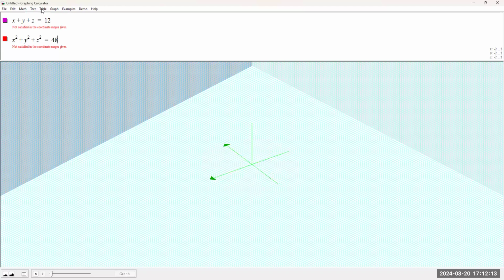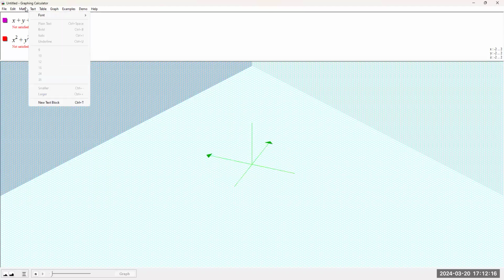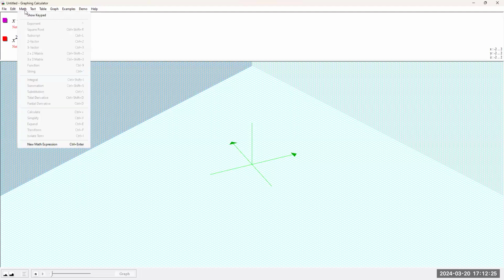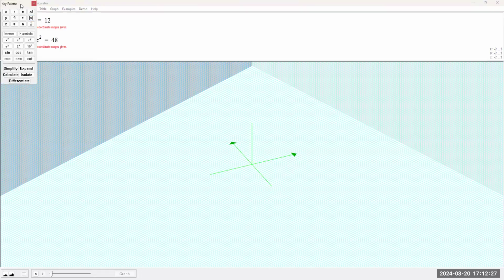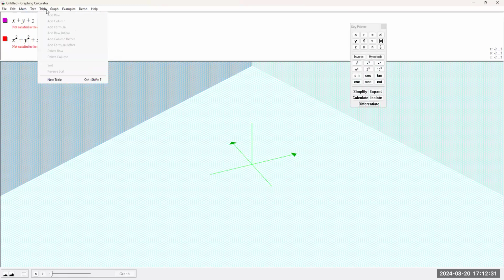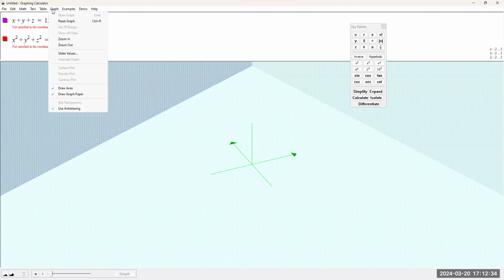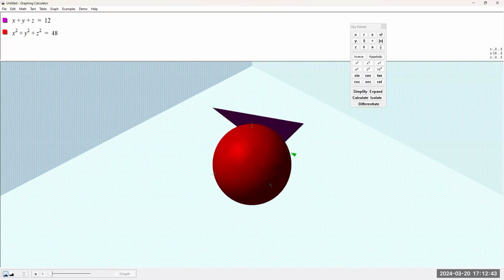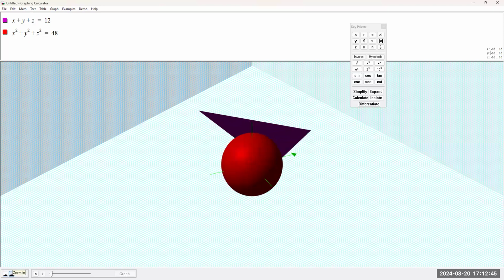What happened? Hold on. Oh, I have this issue here. Parameter. Sorry. Show keypad. What else do I need to show? Maybe zoom out. How do I zoom out? Now it's better.